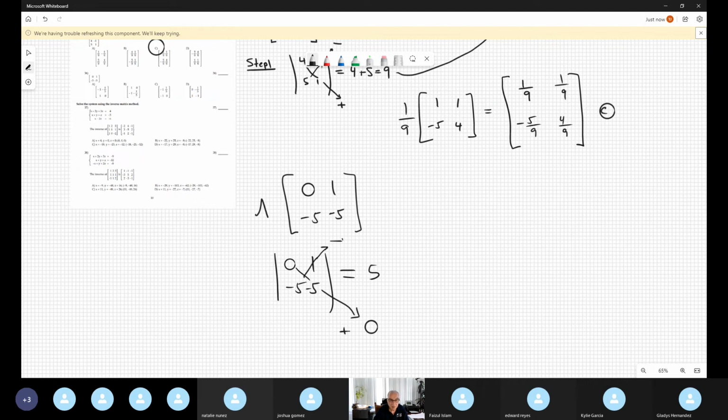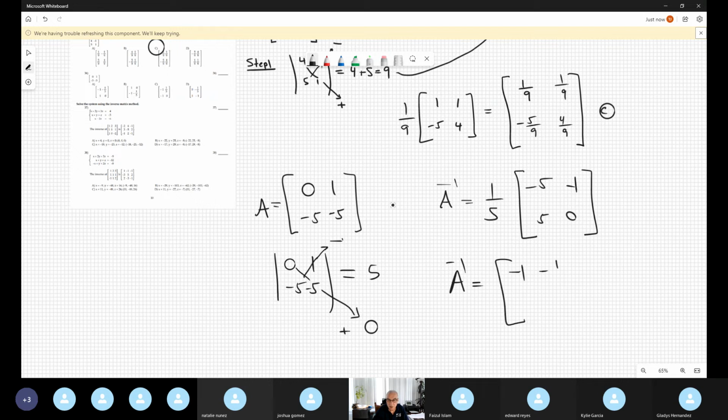This is the A matrix, the original. However, the inverse matrix is 1 over 5, and you interchange -5, 0, and 1 negative and 5 positive. Now, when you divide inside 1 by 1, we have -1, -1/5, 1 positive, and 0. Boom, and option A is the answer. Cool.